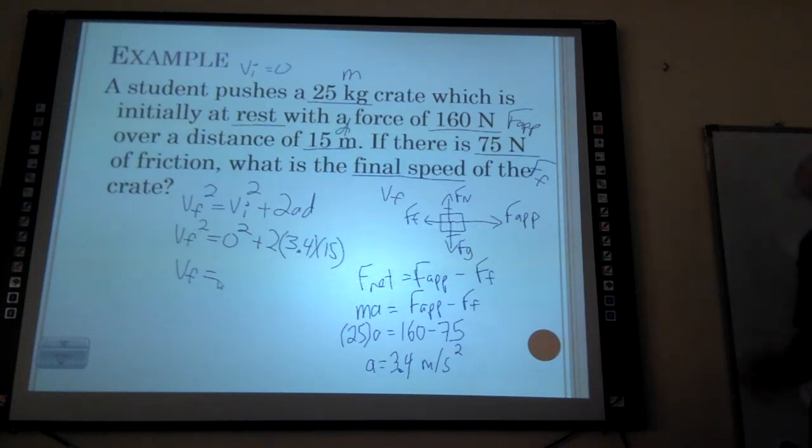So let's now take a look at this with energy. How would you go about solving this with energy?